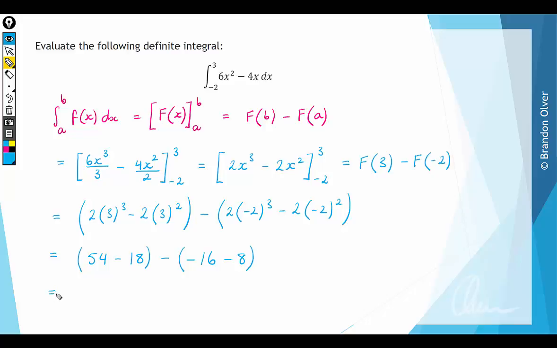And then if we keep cleaning this up, 54 take 18 gives 36, and then -16 minus 8 is -24, and taking into account the negative out the front, we get that is plus 24. So all up we find that this is equal to 60. So that there is the value of this definite integral.